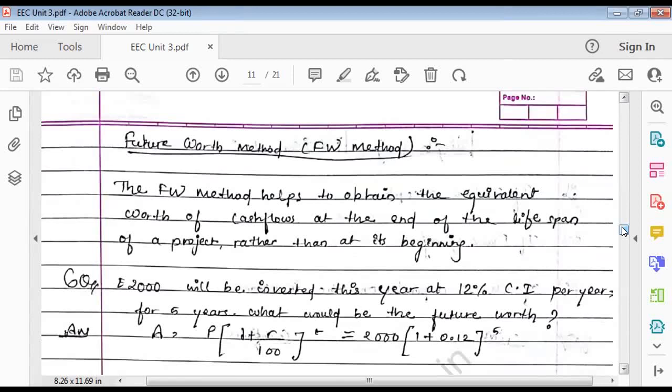Present growth method tries to find out the present growth of any future cash flows, whereas the future growth, as the name suggests, tries to find out the future growth itself at the end of the lifespan of the project. What will be the value of the project, or what will be the value of the cash flows, be it revenue, be it cost, what is its value at the end of the lifespan of a project? That's what the future growth method does.